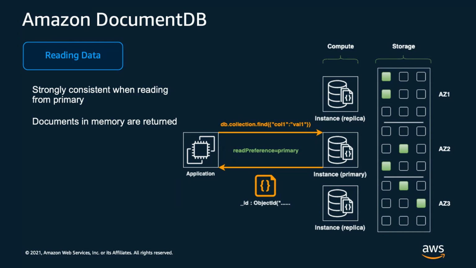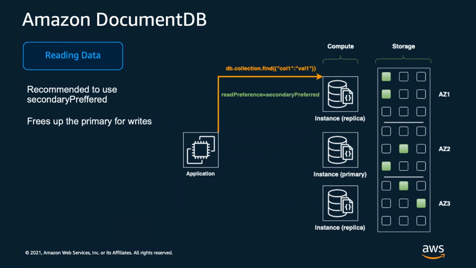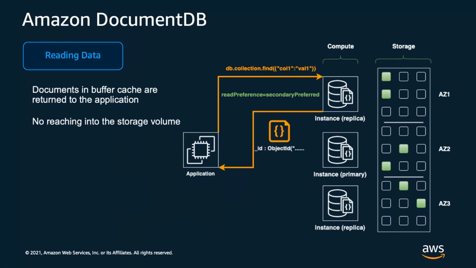distributed storage volume. Well, now let's talk about our preferred method of using secondary preferred for that read preference. Again, this is going to send all those reads to the read instances and only send reads to the primary if all the other replicas are unavailable. This is going to really open up that primary to just handle those writes and be extremely performant. We have the same situation here. The documents are in the working set of that replica, so there's no reaching into that distributed storage volume. It's returned immediately to that application layer.